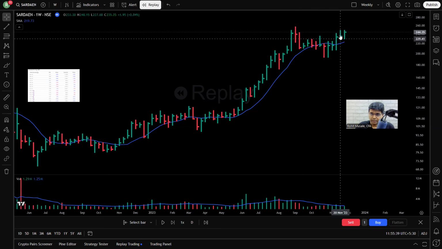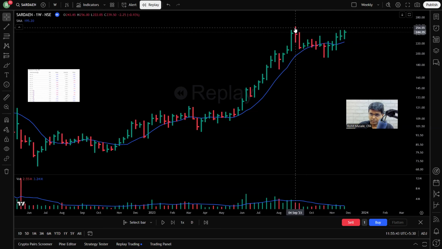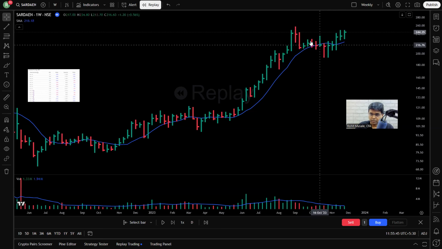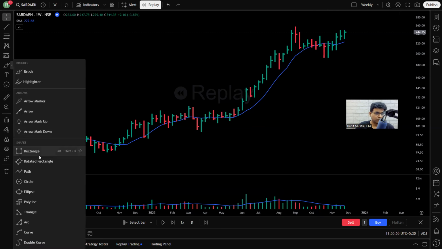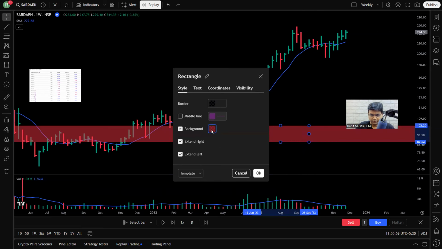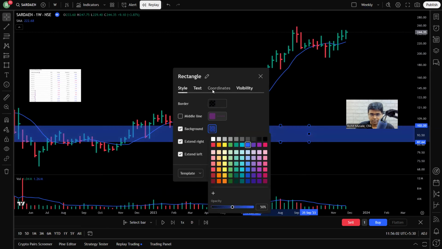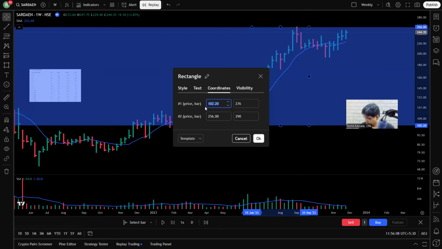So in this case, the handle is not yet completed. So Market Smith marked this as a cup without the handle, and the high of this candle was considered to be the pivot point. So this is 256. So let's do that quickly. I will write here 256, and then I have a calculator here.